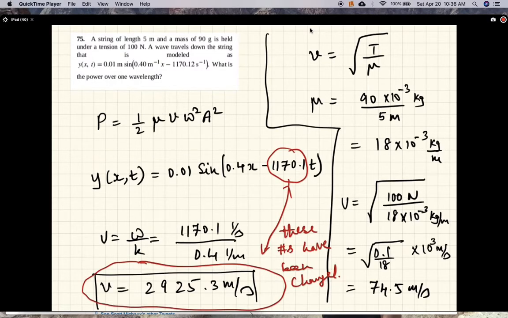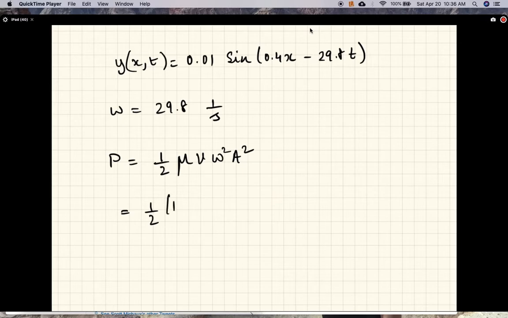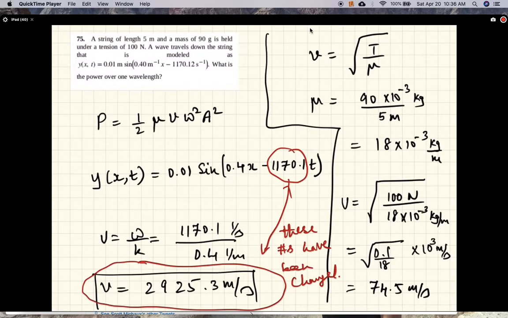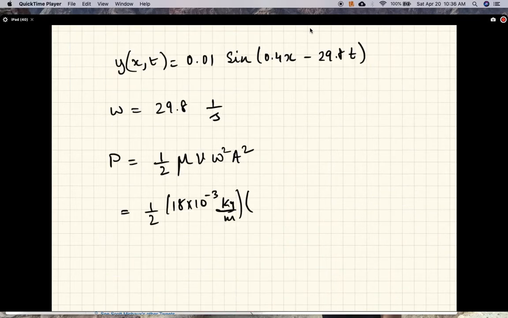Mu is 18 times 10 to the minus 3 kg per meter. Velocity of the wave is 74.5 meters per second. Omega, which is consistent with the tension and that, is 29.8 squared, and amplitude is 0.01 meter squared.